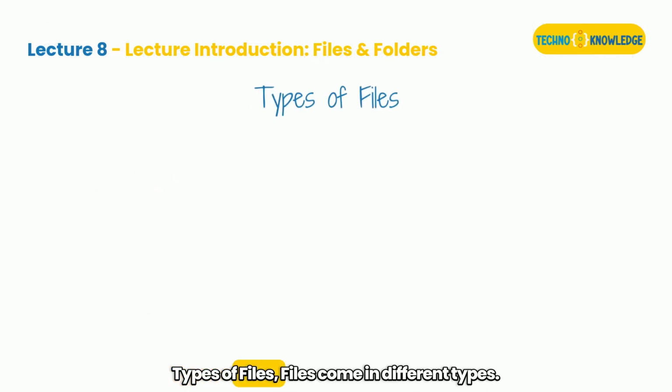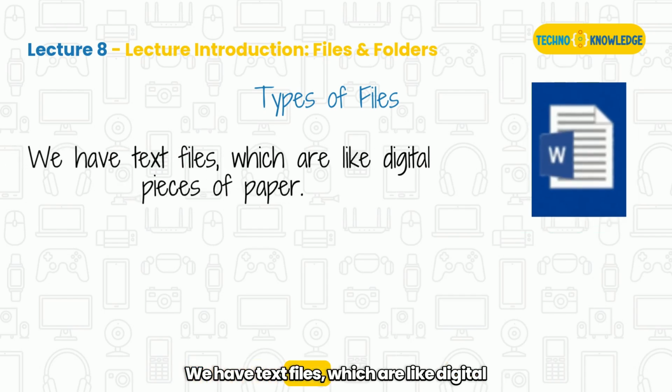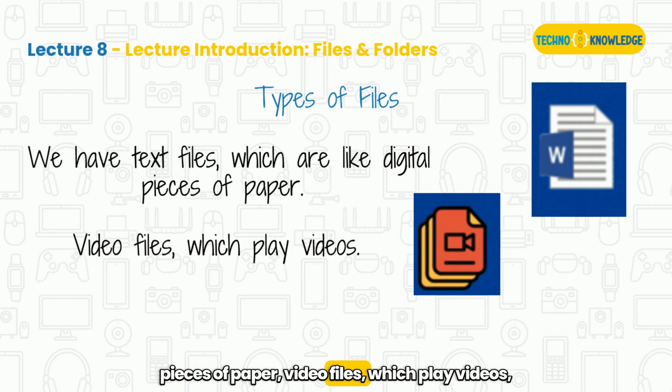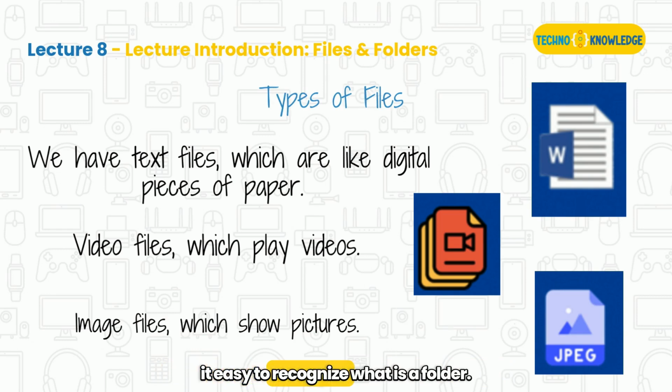Types of files. Files come in different types. We have text files, which are like digital pieces of paper, video files, which play videos, and image files, which show pictures. Each type of file has its special icon, making it easy to recognize.